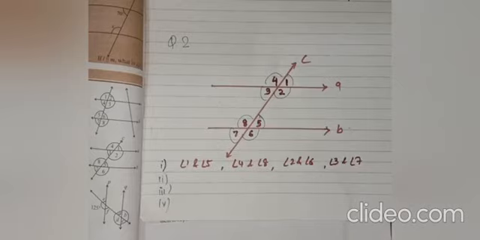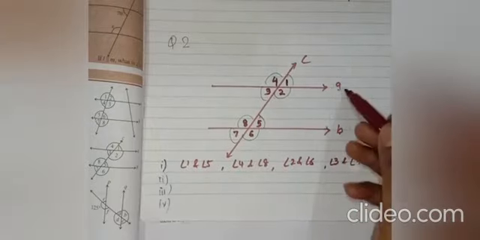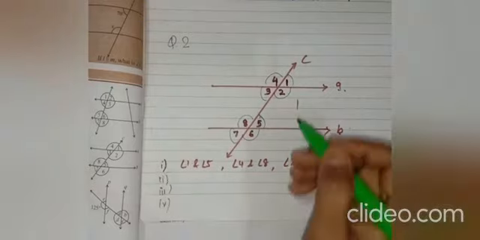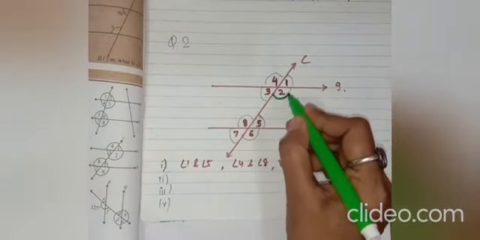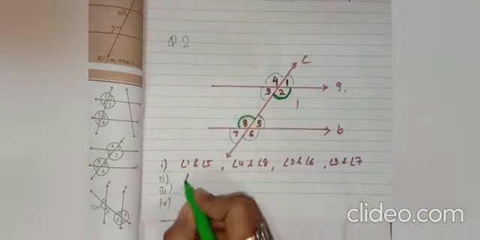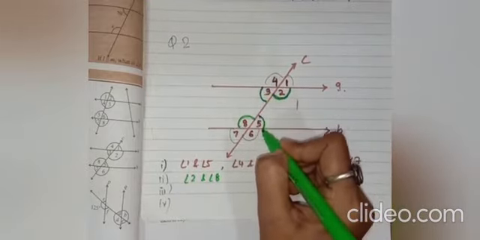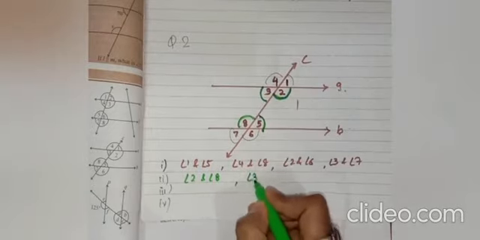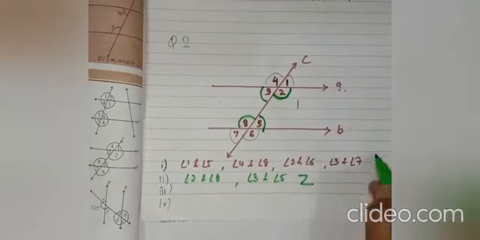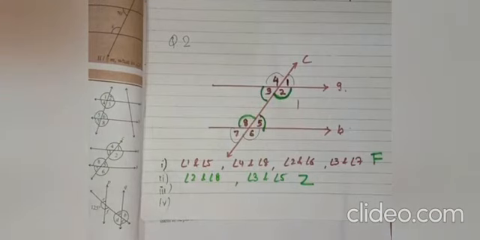Now pairs of alternate interior angles. Interior means lying inside the parallel lines. So which are they? They are angle 2 and angle 8, which form the Z shape. Okay, so write down angle 2 and angle 8, and another interior is angle 3 and angle 5, which are the alternate that form Z shape. Okay, here it was F and here it is Z. Alternate interior angles.